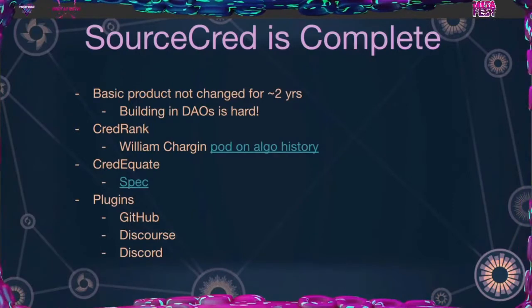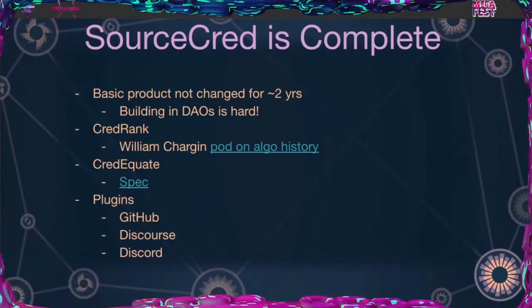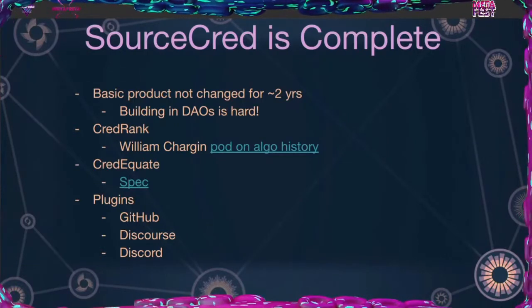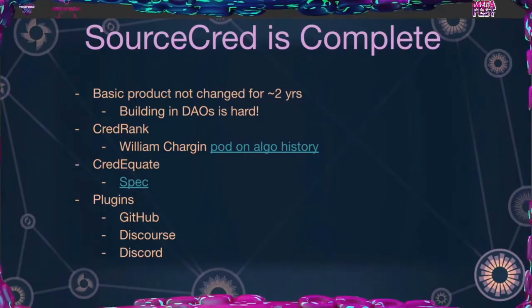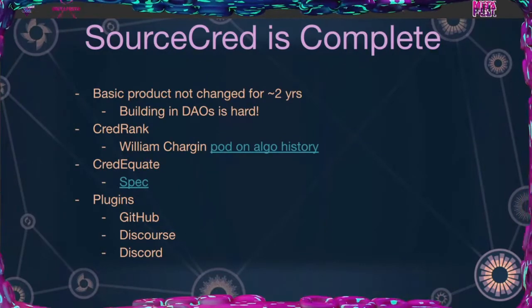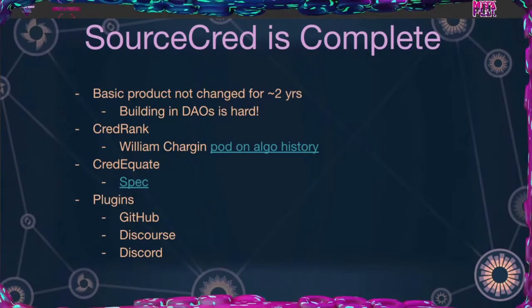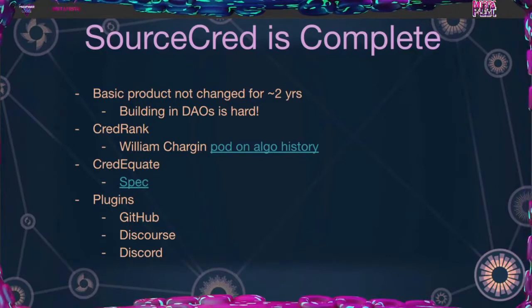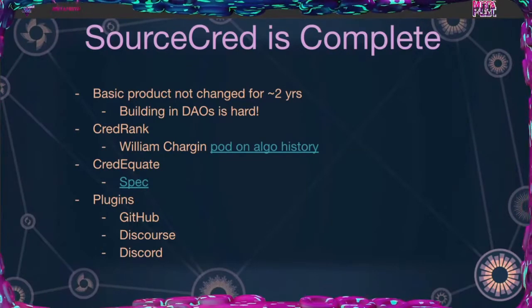And this is more my personal opinion, I want to put this out there for people who are concerned about building on SourceCred. It's possible that SourceCred is complete. Just bear with me. Obviously, there's a lot more that can be built with SourceCred, but the basic product really hasn't changed, in my opinion, in around 2 years.